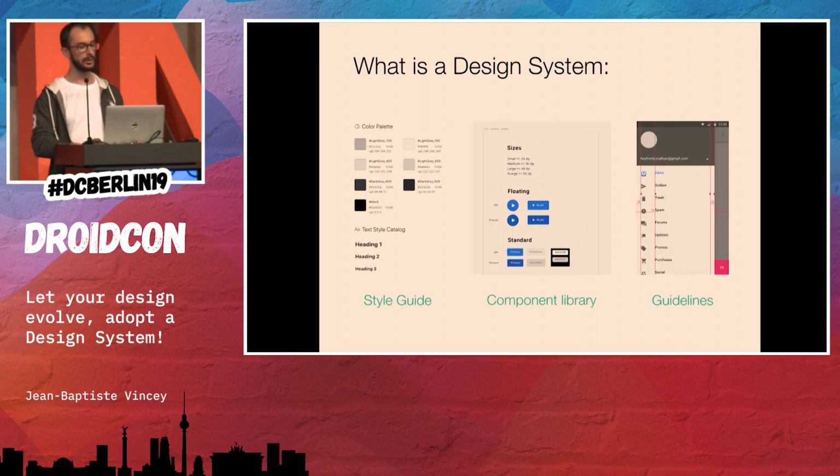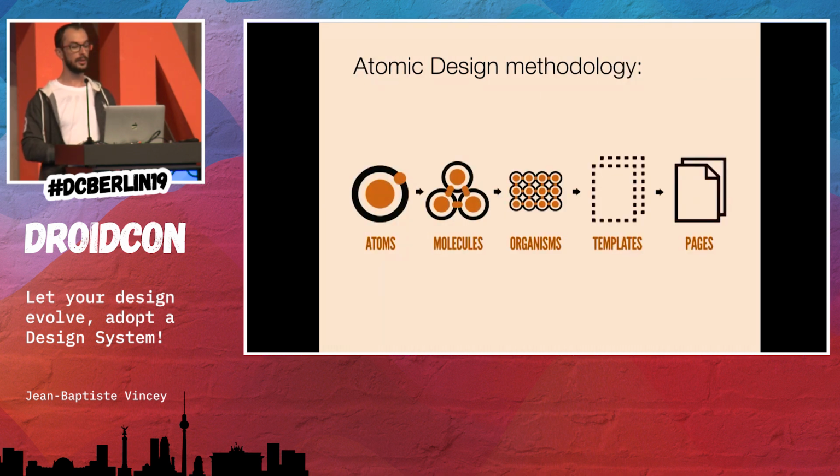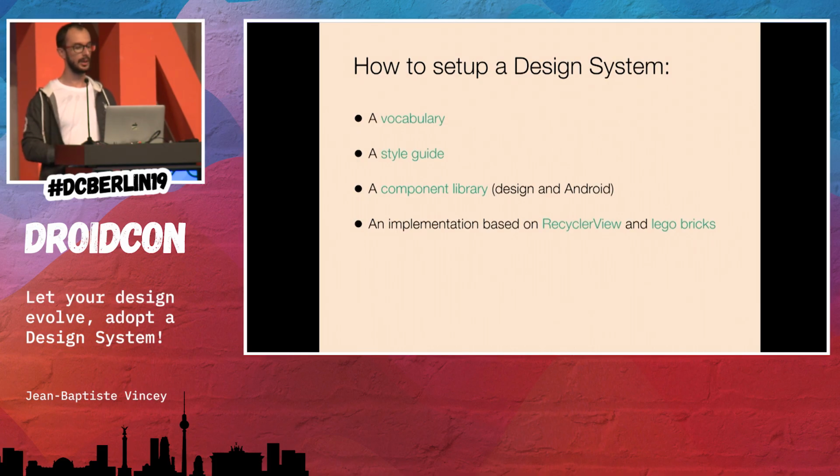So to sum up, what we saw today is: what is a design system, based on style guide, component library, and guidelines. We had an overview of what atomic design is in order to build a design system, and we saw how we set up our design system at Deezer for you to get some good inspiration to build your own. So we chose our own vocabulary, we set up a style guide, we set up a component library that we called the UIKit, and we proposed an implementation based on Recycler View and a Lego adapter.